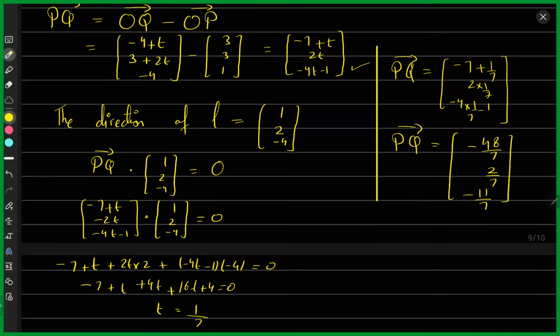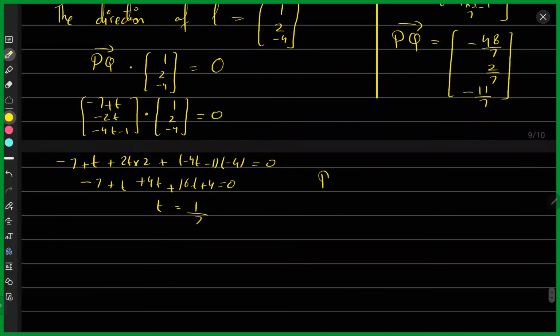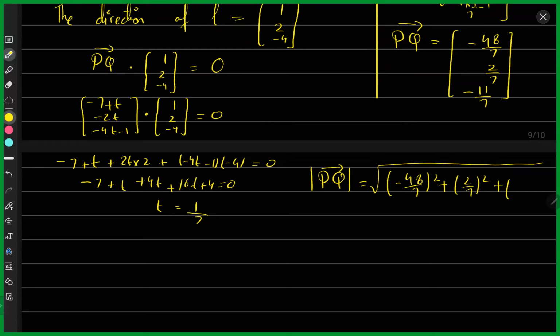And how do we find the distance? For the distance of any vector, we use the mod function, and that is basically going to be minus 48 by 7 squared plus 2 by 7 squared plus minus 11 by 7 squared. We are going to square all of it, and this is going to give you 2429 divided by 7. And this is basically the answer. This is basically the distance of the point from the line.